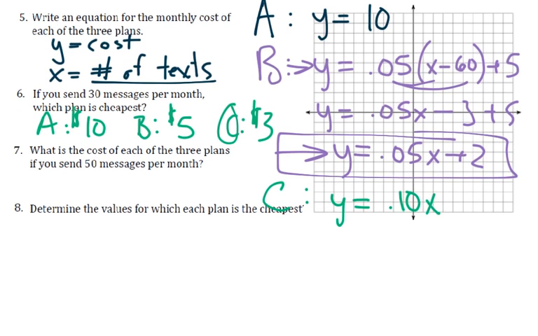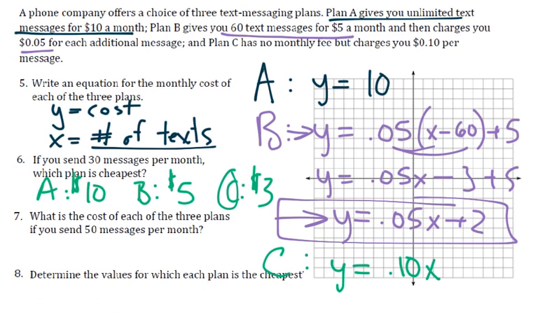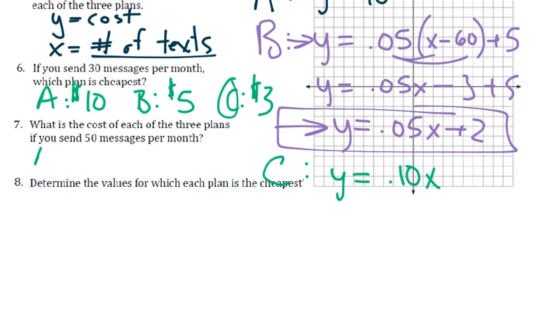What is the cost of each of the 3 message plans if you send 50? So it's still 10 for A, still 5 for B.